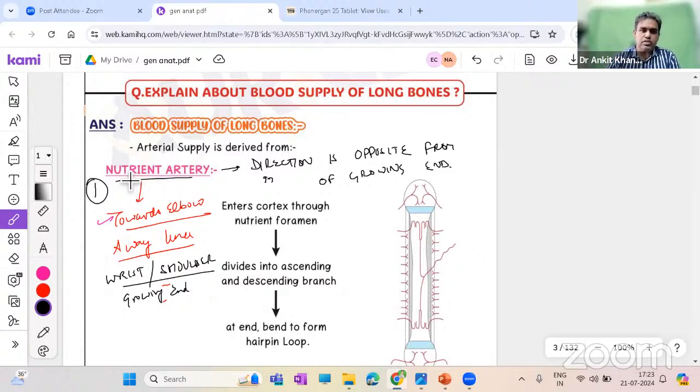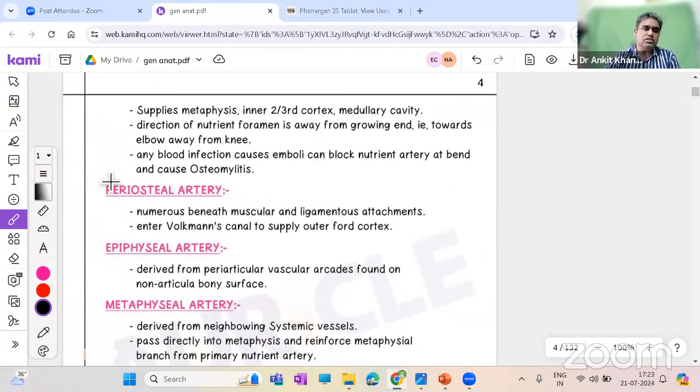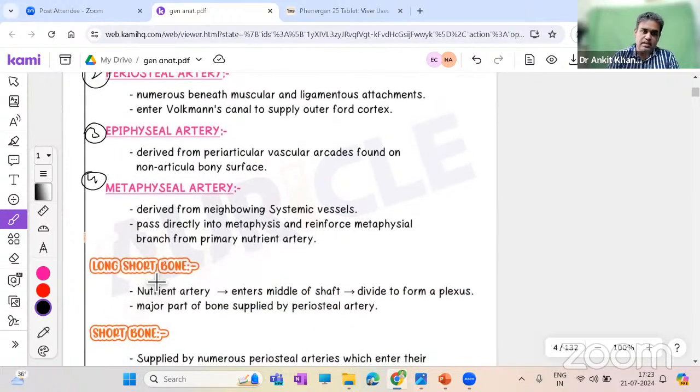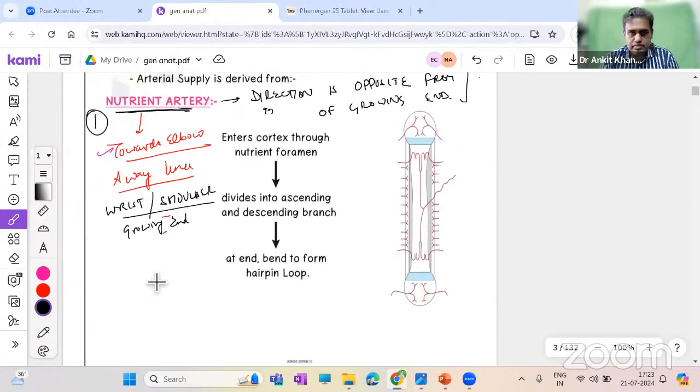So blood supply, one is the nutrient artery. A few points I told you already. First of all, let's see what other arteries there are. Then there is the periosteal artery. Just remember their names. The nutrient artery will actually go inside the bone. Periosteal means it is related to the periosteum of the bone. And then the epiphyseal artery and the metaphyseal artery. So we know what epiphysis and metaphysis are. They are around those structures. You have to write around four things over there.